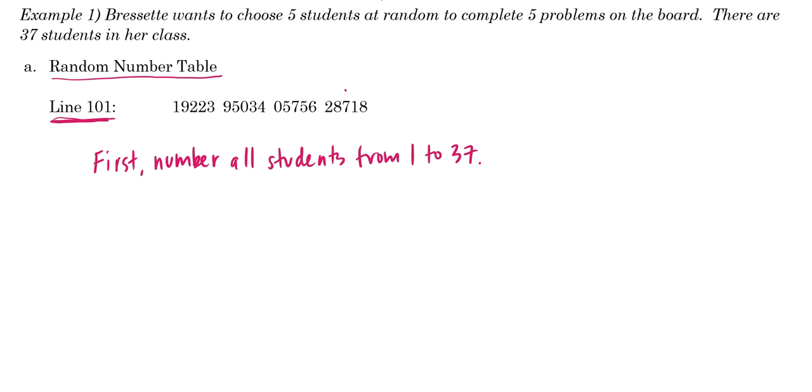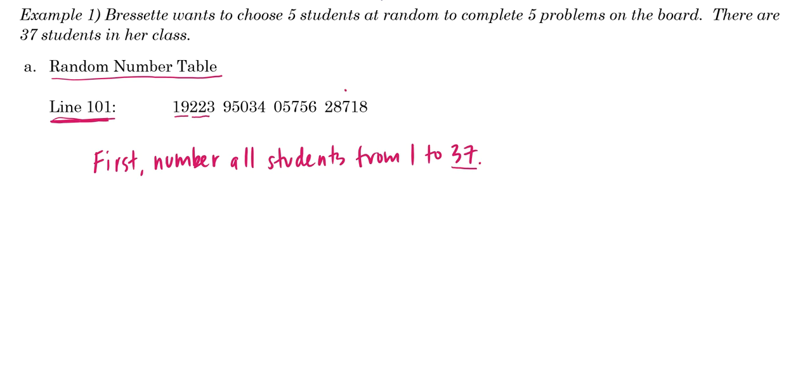Okay. We want to end up choosing 5 different students. And the way we're going to do this with a random number table is I'm going to look at my highest number. If I'm numbering from 1 to 37, 37 would be my highest number. And that number, 37, has 2 digits, the 3 and the 7. So that means I am going to be underlining the numbers in the random number table 2 digits at a time. For example, when I underline the first 2 digits, that represents number 19. My next 2 digits represent number 22, etc.